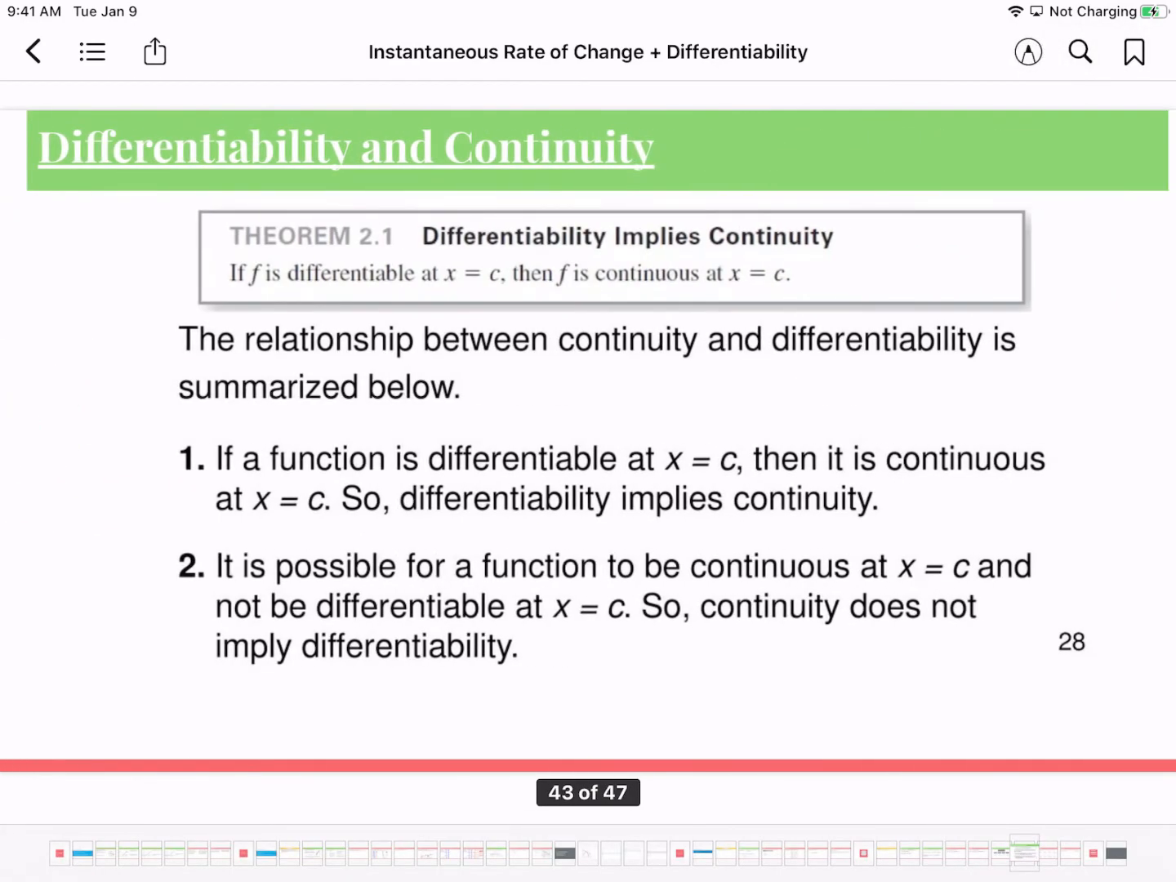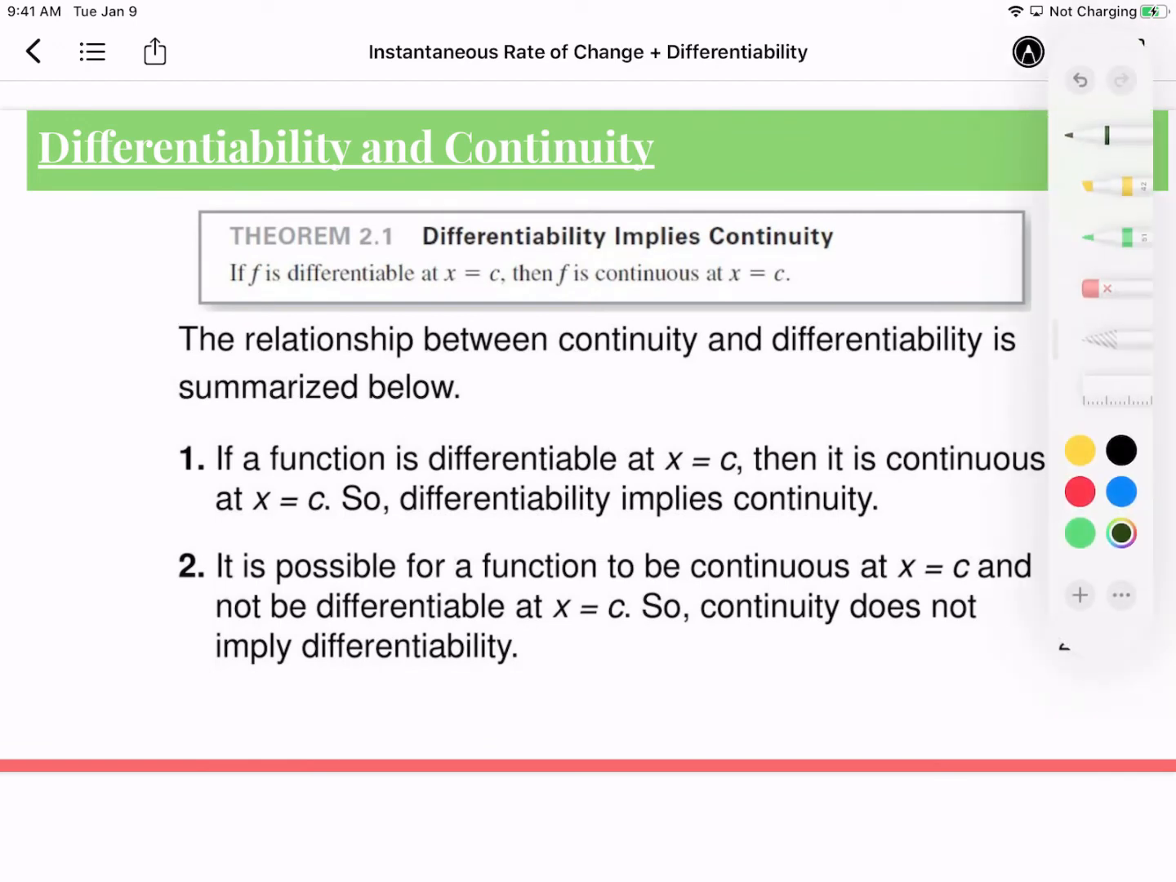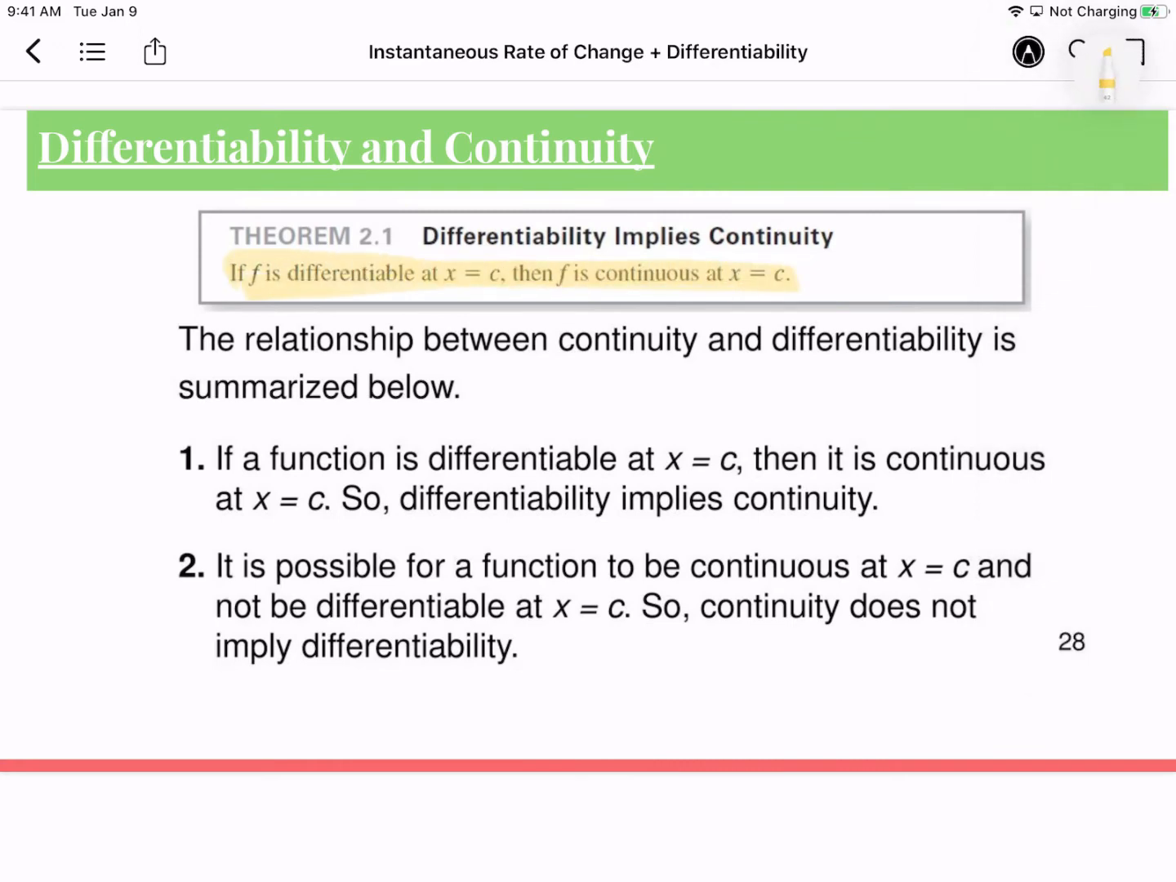And then finally, this is your last set of notes before our examples. Just comparing the relationship between differentiability and continuity. This is the very formal way of writing it. That formal definition is the same as this. So if a function is differentiable at x equals c, then it is definitely continuous. So differentiability implies continuity. Okay? If it's differentiable, it's automatically continuous. Kind of in contrast, it is possible for a function to be continuous at x equals c and not differentiable. So continuity does not imply differentiability.